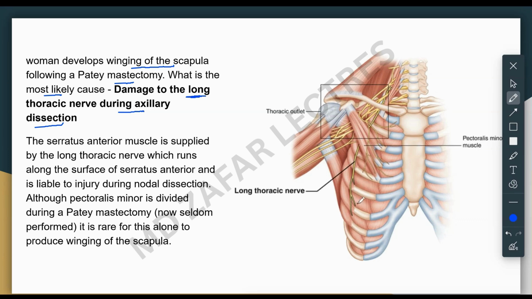So as you see, mastectomy is performed in this area, and usually if there is a need to perform axillary dissection, then this area is opted. In this area, serratus anterior muscle fibers are present, and over those fibers runs the long thoracic nerve, which is the nerve supply of serratus anterior. So if this gets damaged, there will be absence of function of serratus anterior, and as a result, there will be winging of the scapula.